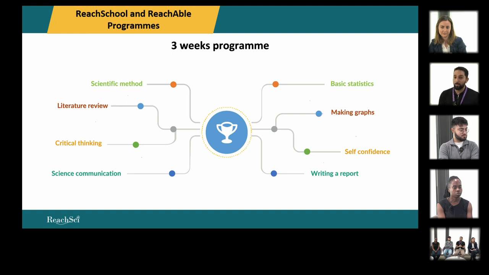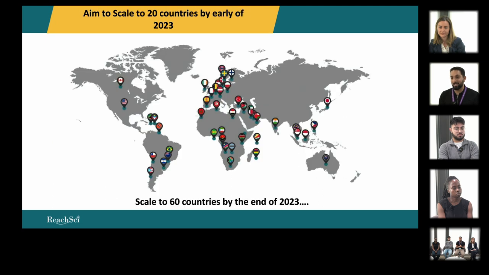And we have also a new program called Reach Able for disabled students because they're really underrepresented. So we've designed programs specific for disabled students from all the different spectrums to help them develop their research skills and increase their chances and opportunities to explore research. And this one we aim to offer to 16 countries by the end of 2023.